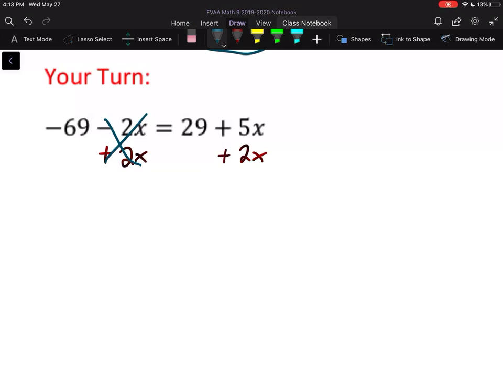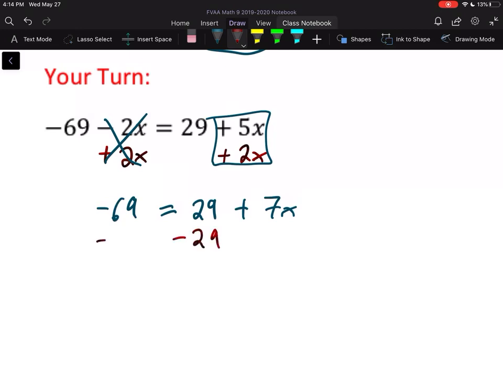Okay, I'll add a step if you want to. Well, just to show, because maybe I was going too fast. So minus 69 is equal to 29 plus 7x. Okay, combining these like terms here. Okay, and then I bring my constants to the left side. So I would minus 29 on both sides. And then these cancel out, and I end up with 7x is equal to negative 98.